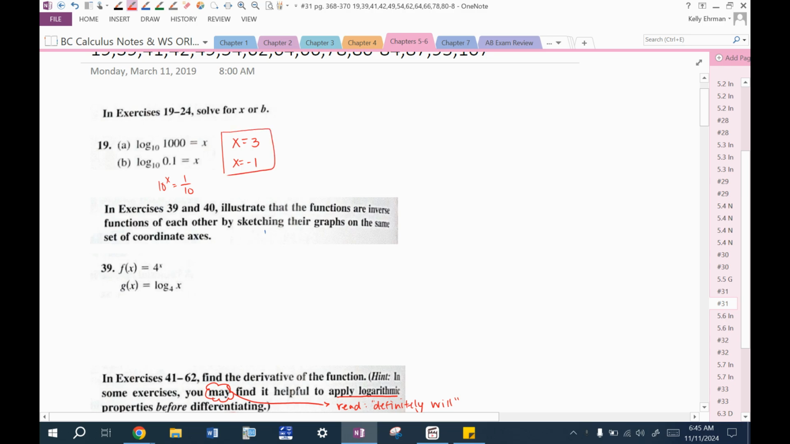So logarithms, remember, are equal to exponents. You're just trying to figure out what exponent do you raise the base to get the result.